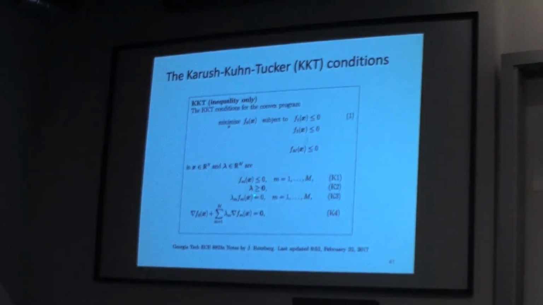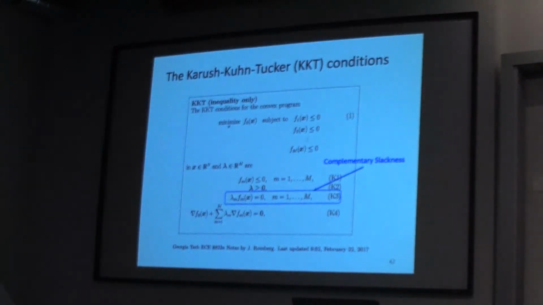Second, the Lagrange multipliers must be non-negative. And the third one is interesting. The product between each Lagrange multiplier and the corresponding constraint function is 0. That is, lambda_m times f_m is set to 0 for every constraint, from 1 to big M. And finally, the gradient of the Lagrange function with respect to x is 0. So this set of conditions are the KKT conditions.